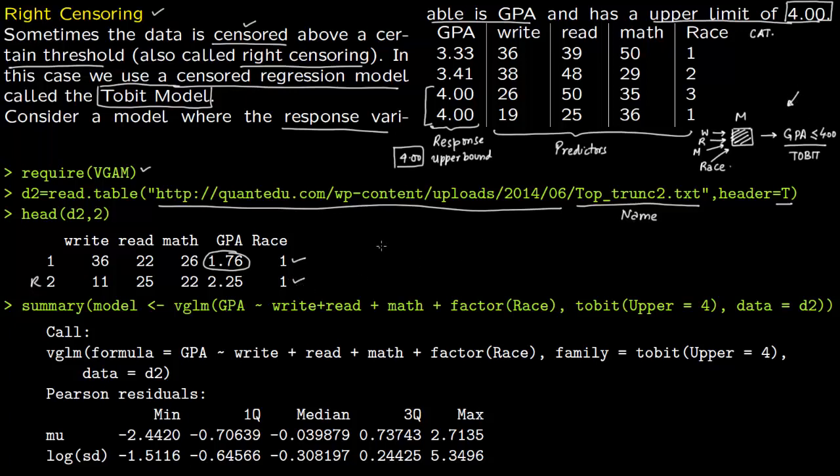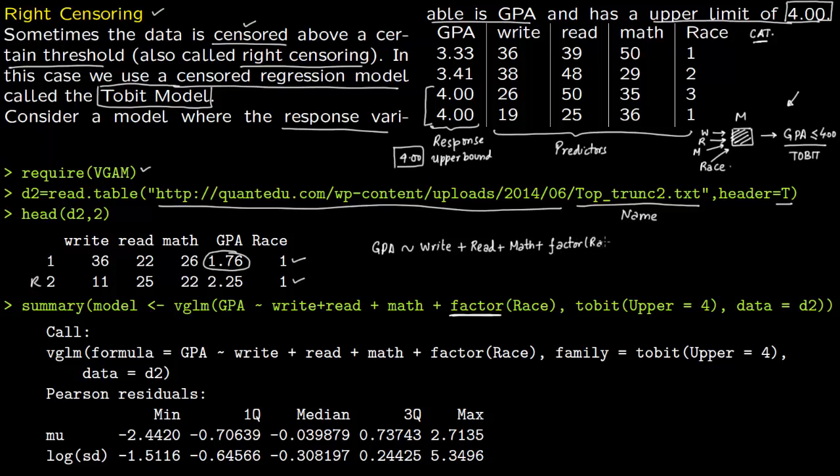You focus on this. This is our model. GPA has to come out of the model, and input into the model is your writing score, your reading score, your math score, and then you also have to put in race. But race is a categorical variable, so you have to make a factor out of it. So you say factor race.